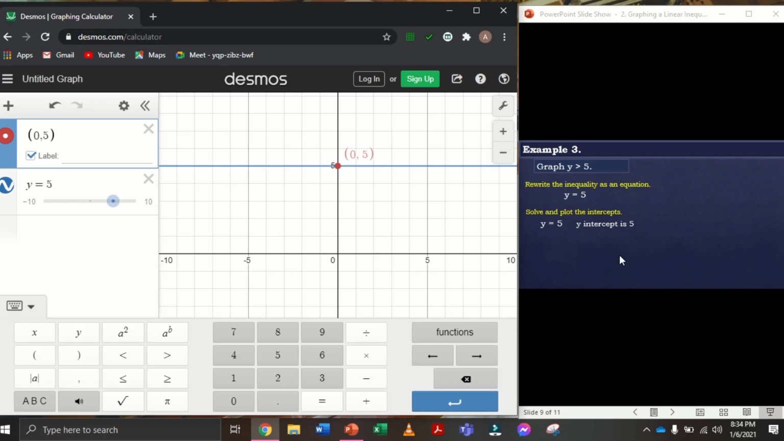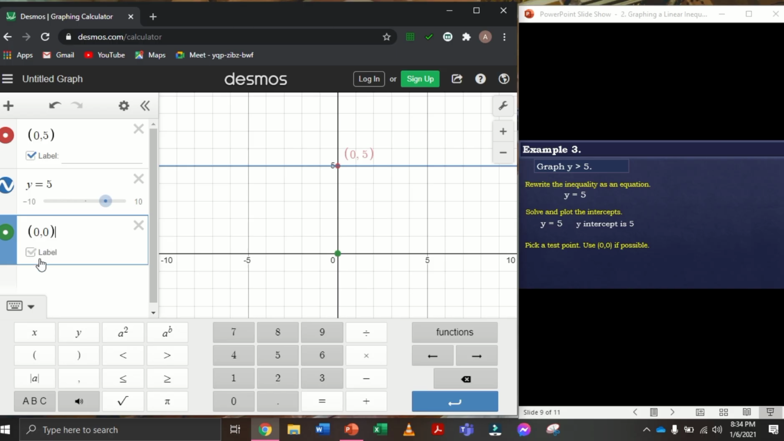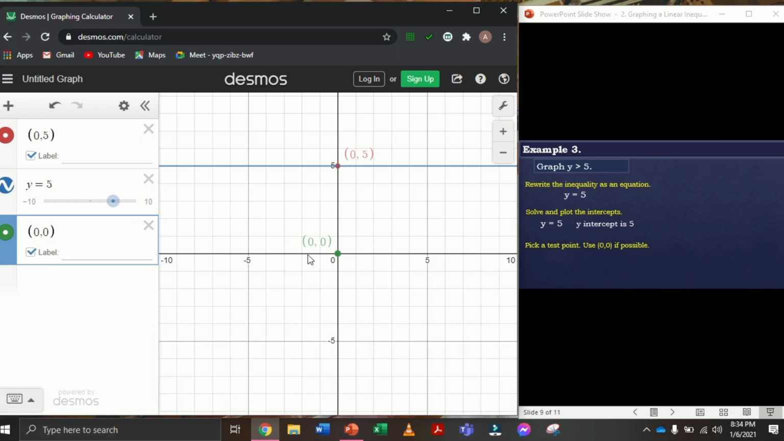So, this is the graph of y is equal to 5. Now, anong sunod na gagawin? Pipili tayo ng test point. So, ako, ang gagamitin ko ay (0, 0). Lagi pong ganon. Pili ng test point. Okay, so ito po yung test point natin.